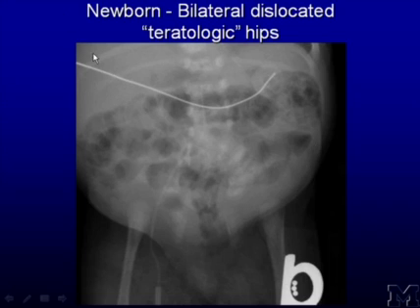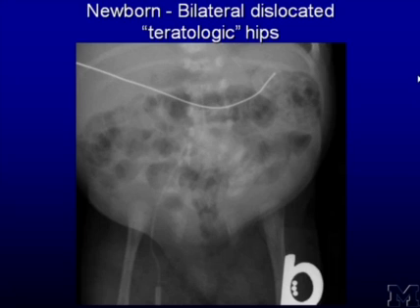Now here's a newborn with, if you look at this carefully, you can see the ilium and the acetabulum here, and the acetabulum here. And both femurs, even though you cannot see the femoral head because it's cartilaginous, if you drew them in, you could just see that there's no way that these heads are here where they should be. So these are bilateral dislocated hips. This child also has spinal dysraphism, and these dislocated hips at birth are referred to as teratological hips.